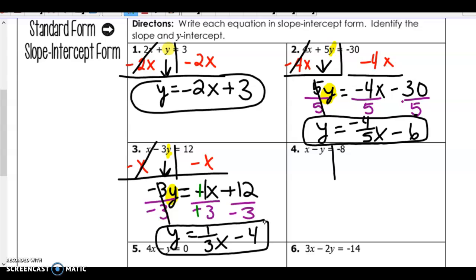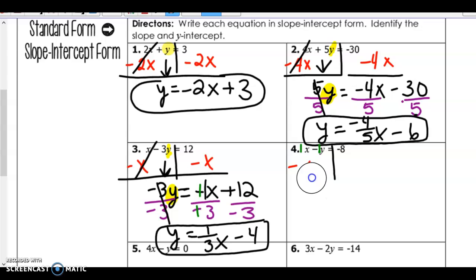All right, so number 4 might be a little tricky. Again, remember that there is technically a 1 with both of these, okay? Technically we have a 1 with both of those. So I'm going to start by, again, getting rid of my x. Right now it's a positive x. So I'm going to make it a negative x to move it.